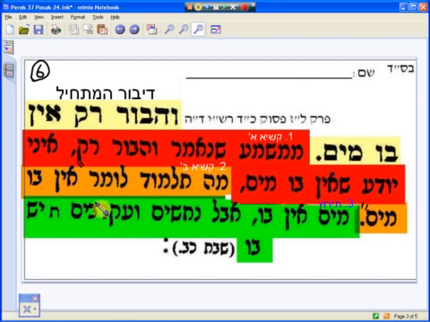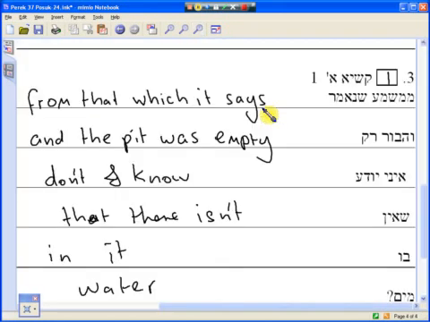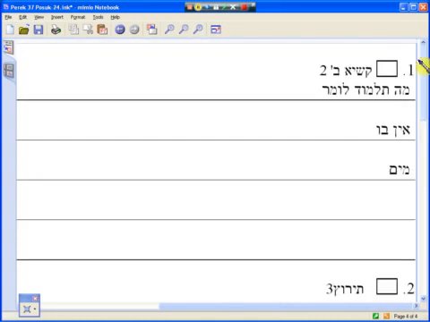Ma Talmud Loma, what's the pasuk saying? Ein boy Mayim. There's no water in it. And I've got quotes here under Ein boy Mayim because that's a quote from the pasuk. It's asking, why is the pasuk saying those words? It's obvious. So this is section 2, and this is Kasha Base. So I look for Kasha Base. There's my subheading, and I'll put a 2 in on the actual test. Ma Talmud Loma.